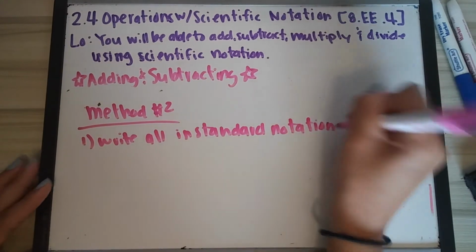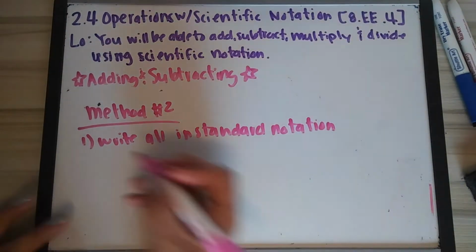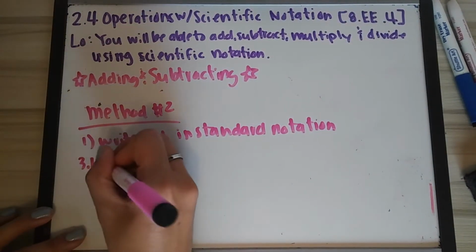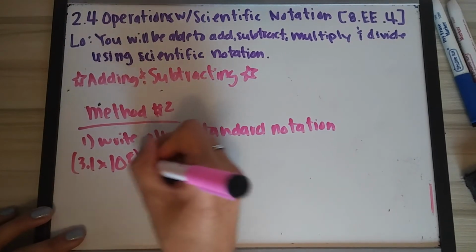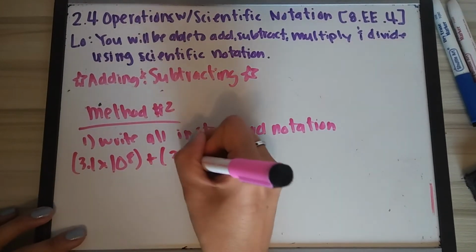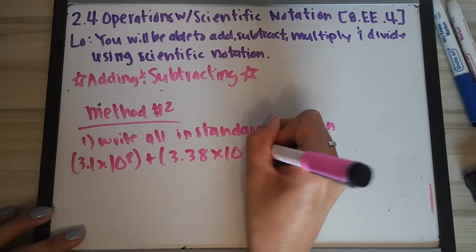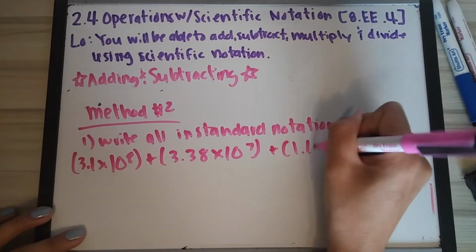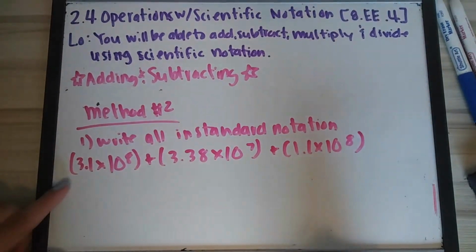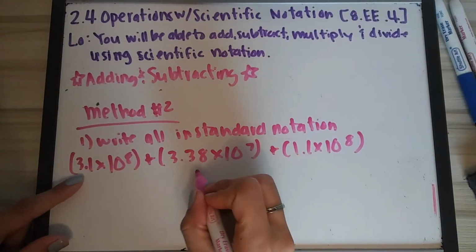Okay, so let me bring the same ones again. I'm going to say 3.1 times 10 to the 8th plus 3.38 times 10 to the 7th, and then plus 1.1 times 10 to the 8th. Okay, so I'm going to write those in scientific notation. So I'm sorry, in standard notation.